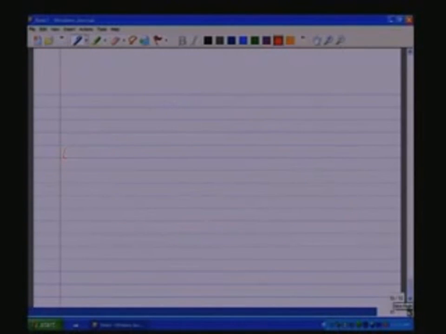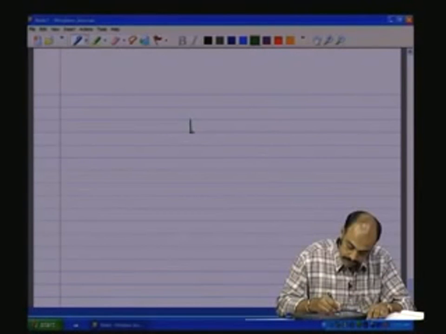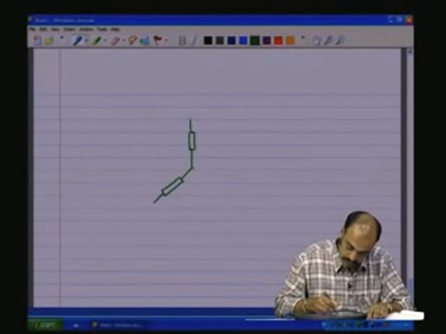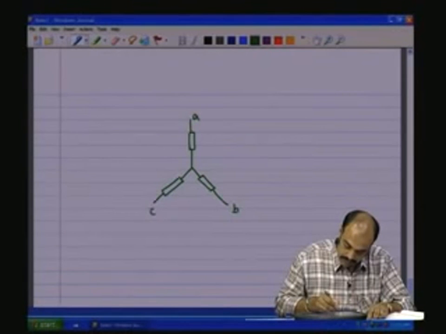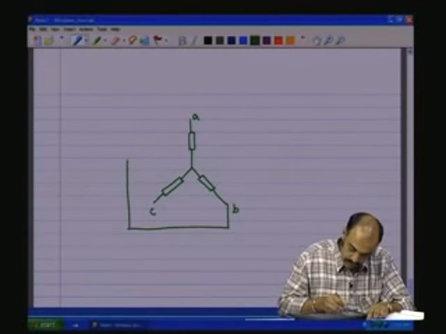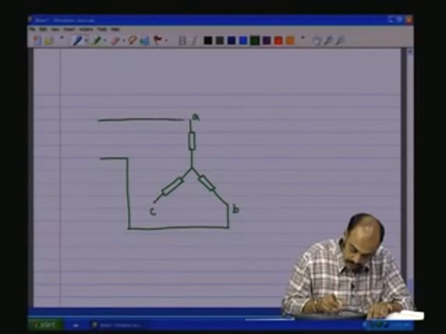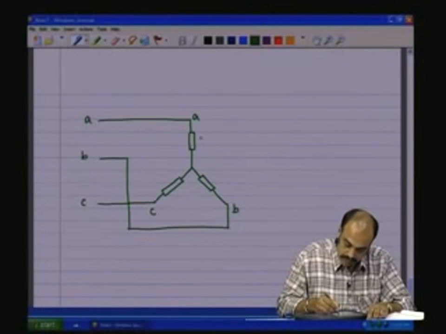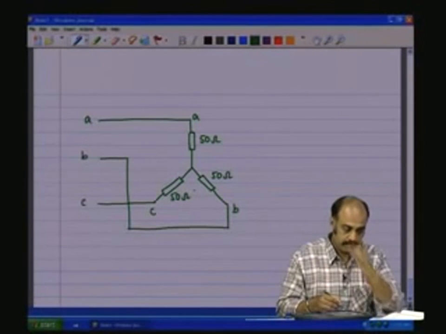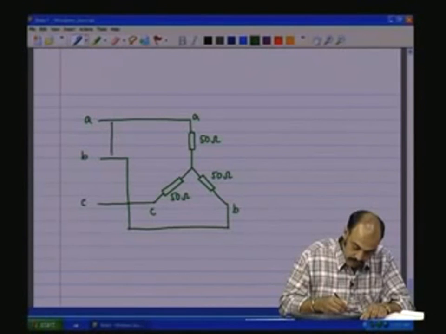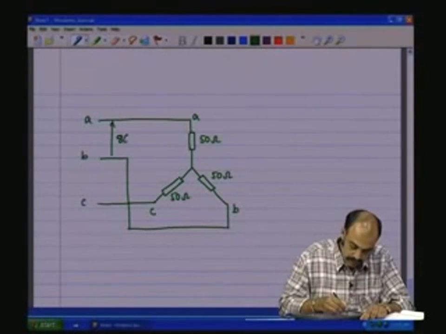So, we have a star circuit which is of this form, and let us say this is A, B, C. So, we make the connection like that, and have the A, B, C. This is 50 ohms, 50 ohms, 50 ohms, and we have the line voltages of 865 volts.